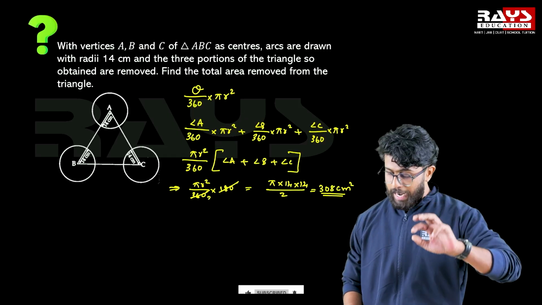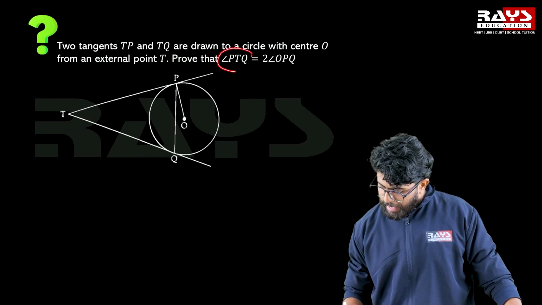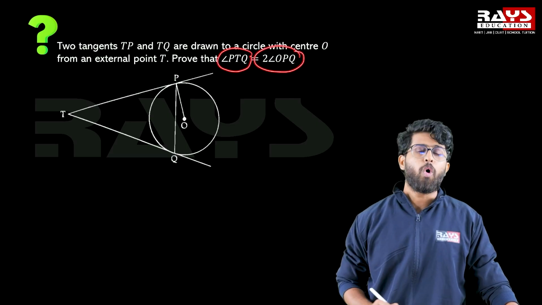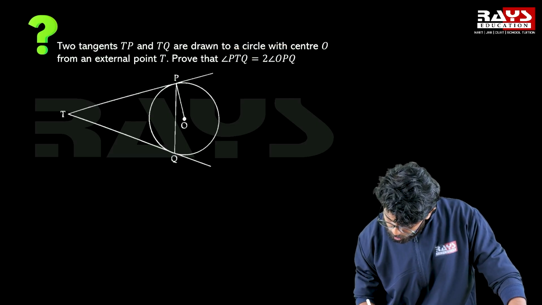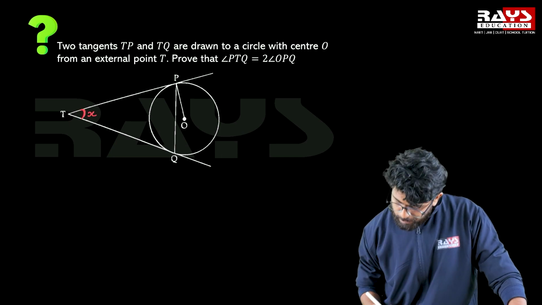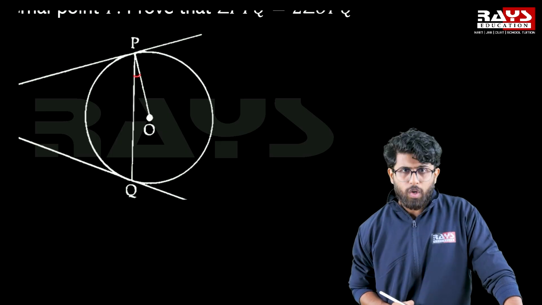Move to the third question and most important question here. So what they have asked us to prove here is angle PTQ is equal to 2 times angle OPQ. So what is PTQ? Yes, I can see, PTQ is over here. Let me give it as X. And what is OPQ? Yes, OPQ is this small angle over here.